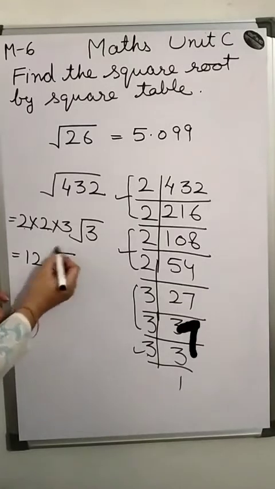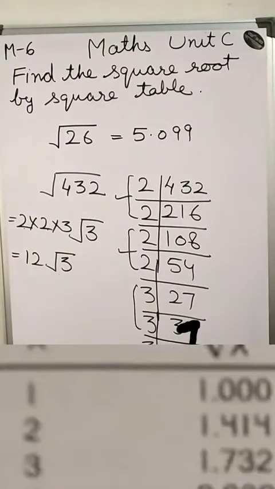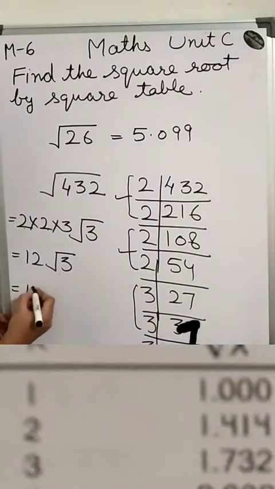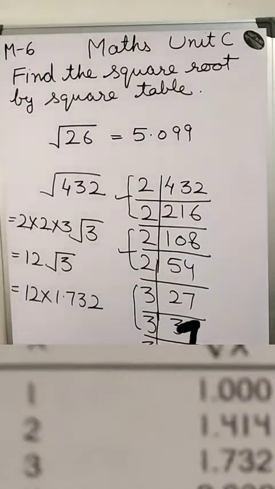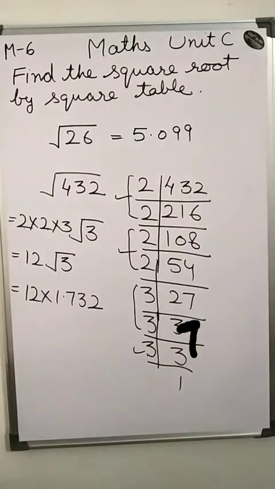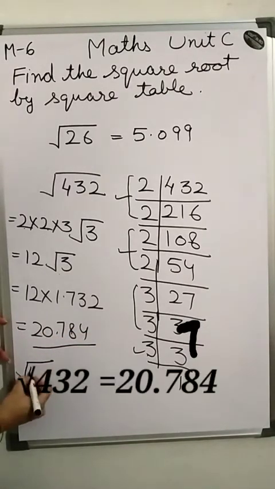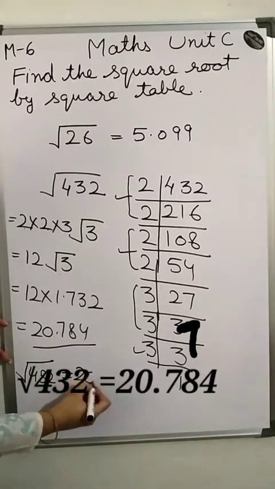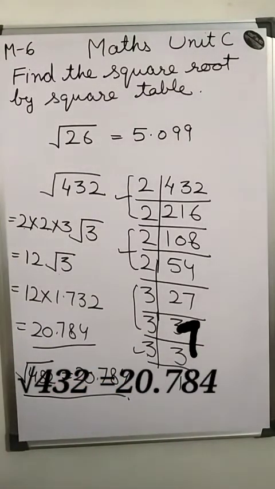So we find the value of this 3 from the table. Just see, in front of 3, what is written here? It is written 1.732. So write down 1.732, and you multiply these two numbers together so that you get the answer. So the answer is equivalent to 20.784. So the square root of 432 is 20.784. This is the answer.